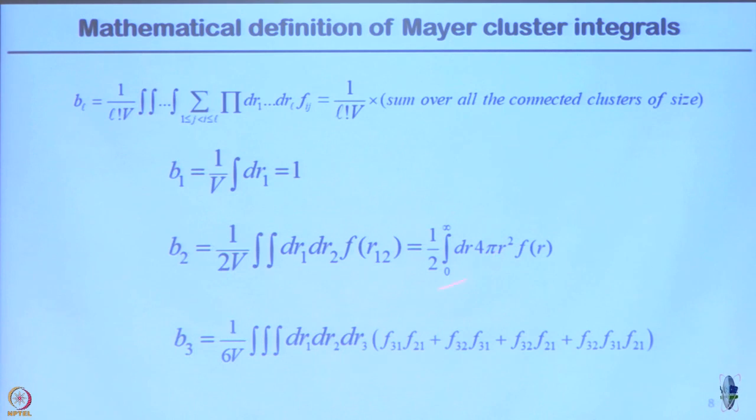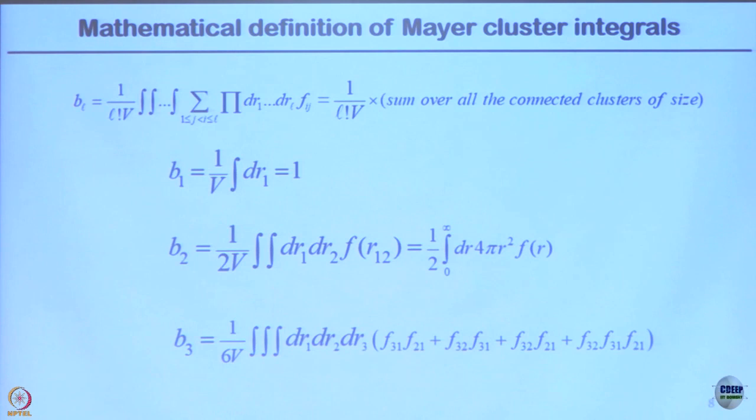so that is 4 pi r squared. And dr 4 pi r squared f1, and this is the B2. You are beginning to see certain things, that a radial distribution function kind of character is coming out.